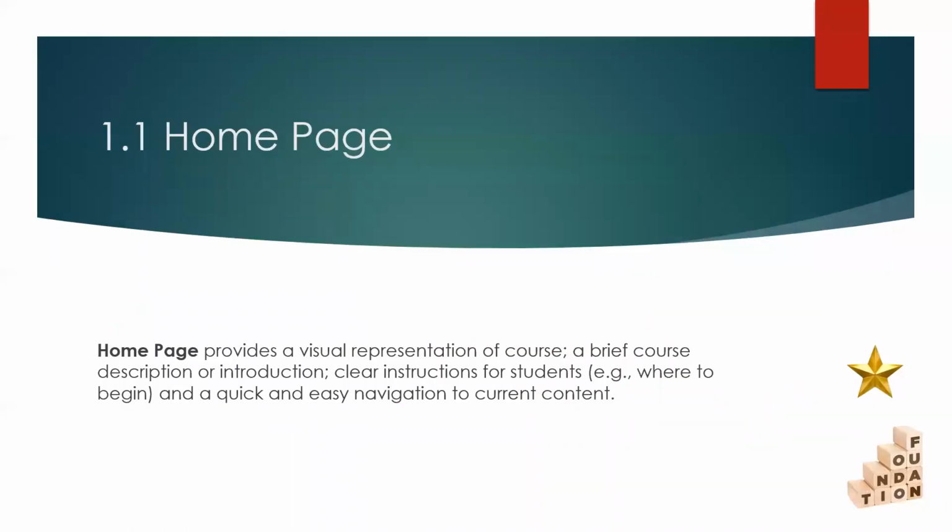So 1.1 refers to the home page. You want to make sure that your home page provides a visual representation of the course, a brief course description or introduction, clear instructions for the students, such as where to begin, and a quick and easy navigation to current content. As you can see, this is a 1 star, so it's essential. And it's also one of the foundational items, meaning that it's something that should definitely be included in the creation of an online course because it builds the foundation of the course design.